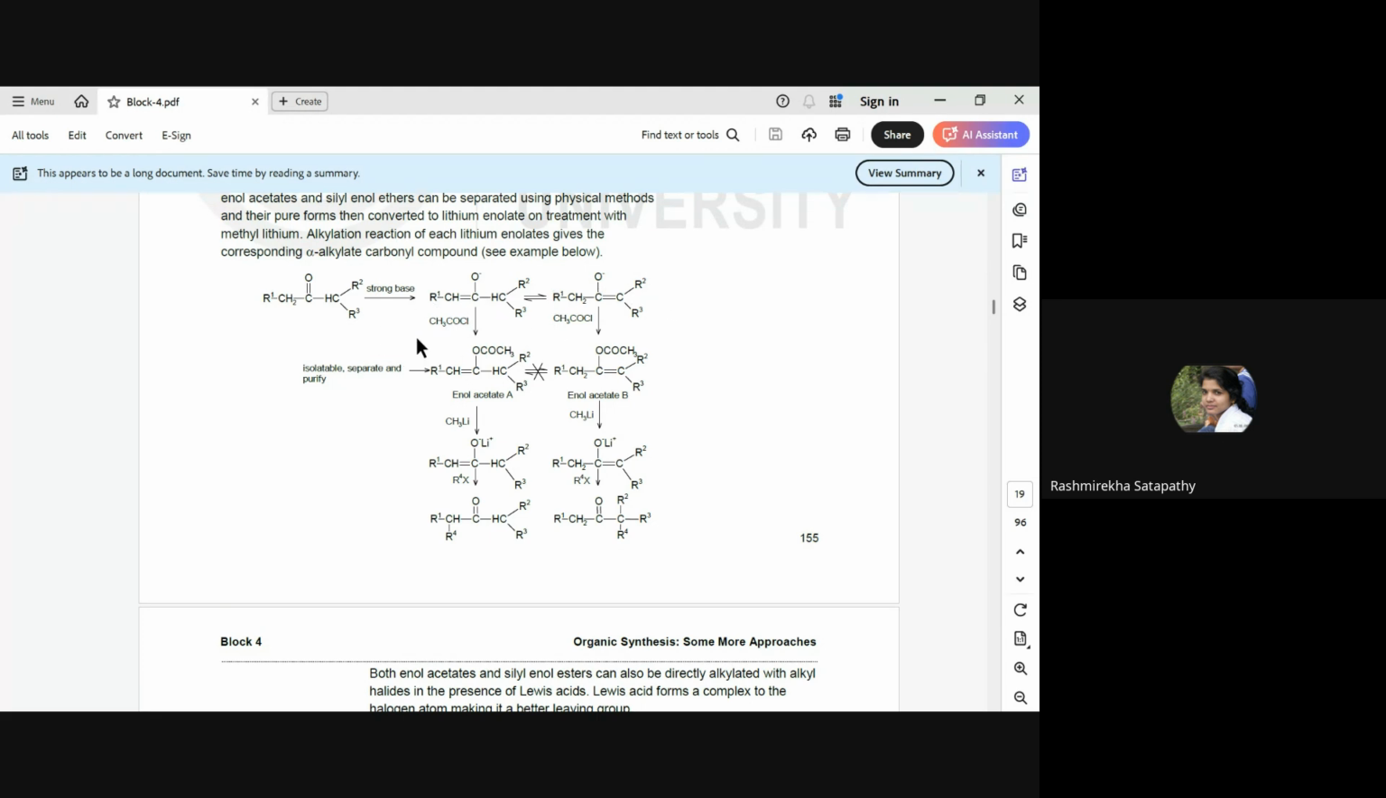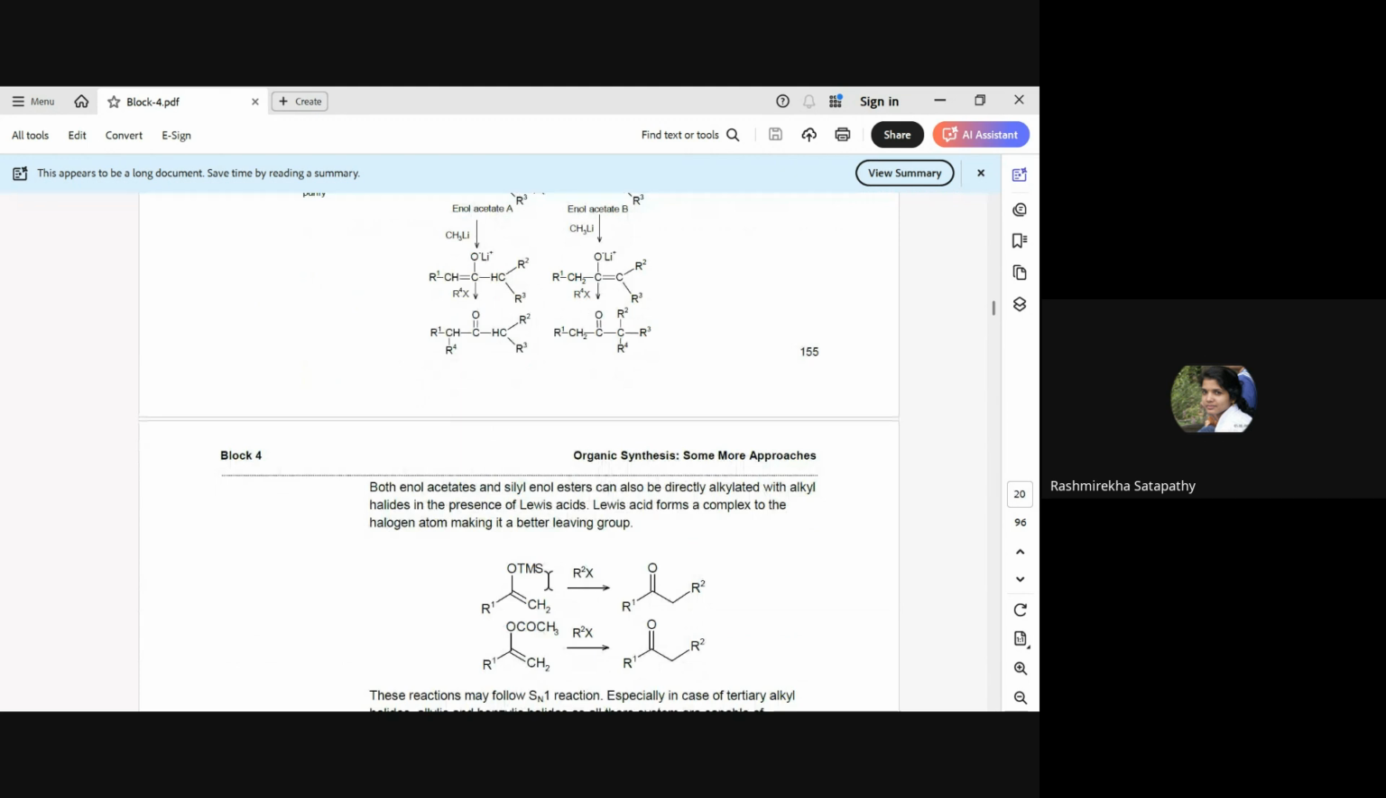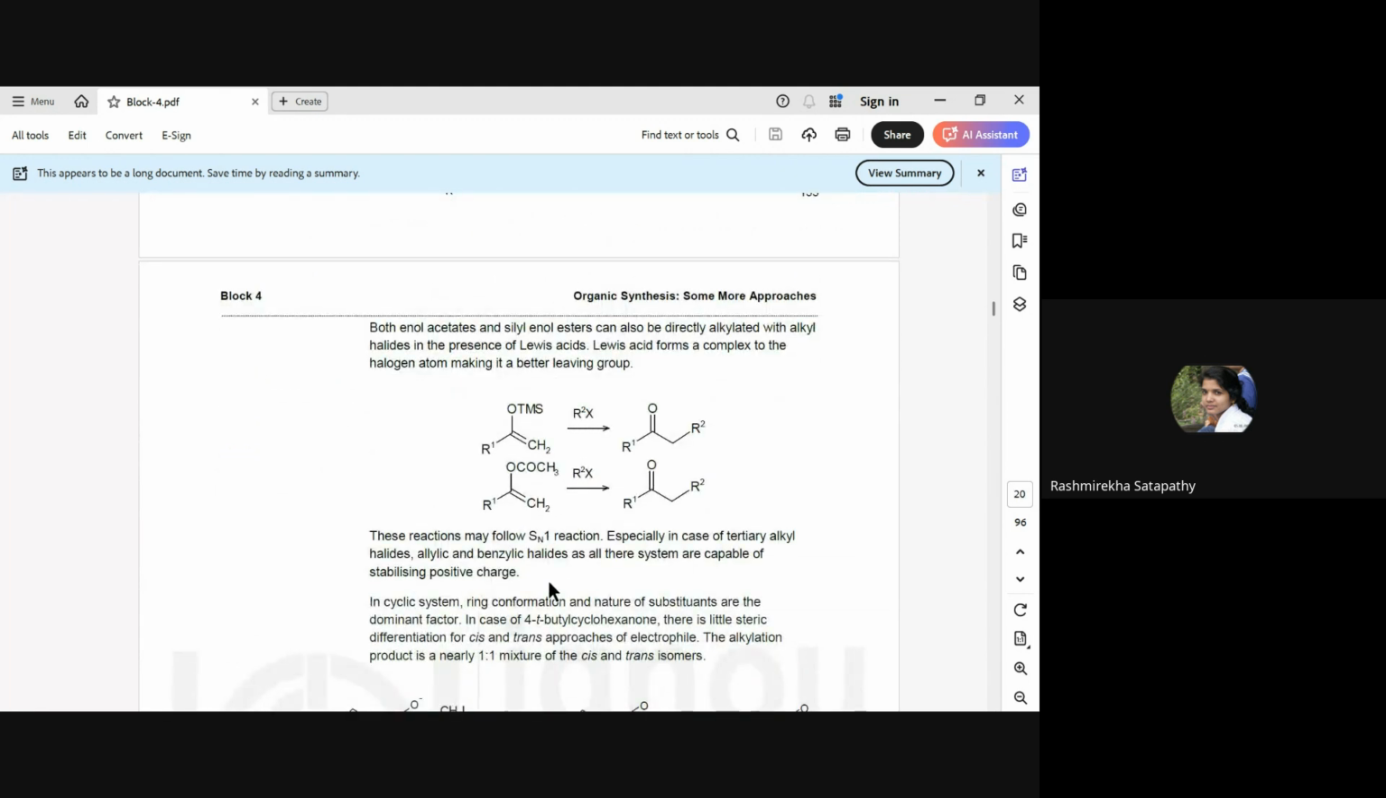When it is treated with acetyl chloride, this compound is formed, and in the presence of methyl lithium, this product is formed. Both enol acetate and silyl enol ether can also be directly alkylated with the alkyl halide. This is the alkyl halide RX. In the presence of a Lewis acid, it forms a complex with the halogen atom, making it a better leaving group. It forms this product upon hydrolysis.